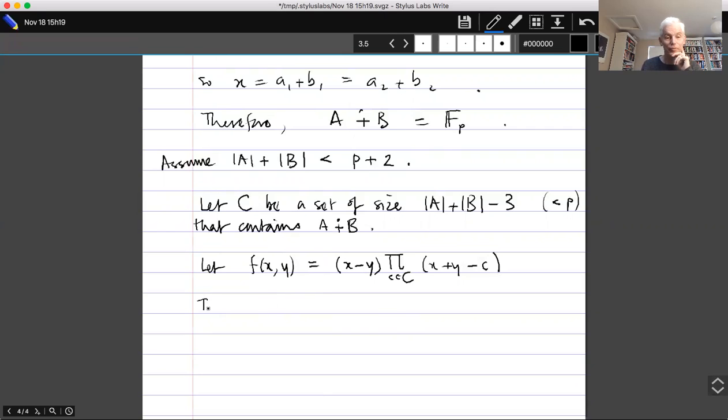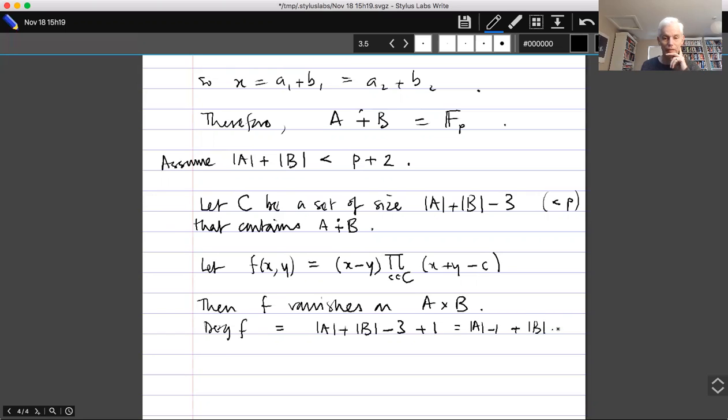So then we certainly have that f vanishes on A cross B. We also need the degree to be something or other. So what is the degree? The degree of f is |A| plus |B| minus 3 plus 1, because we've got this extra factor, which is great. So that's |A| minus 1 plus |B| minus 1.